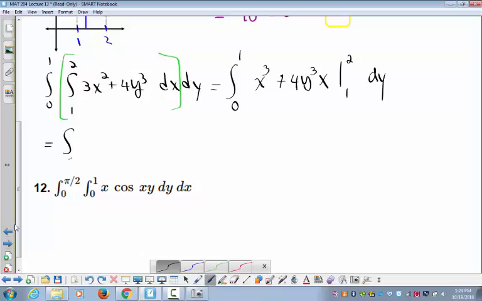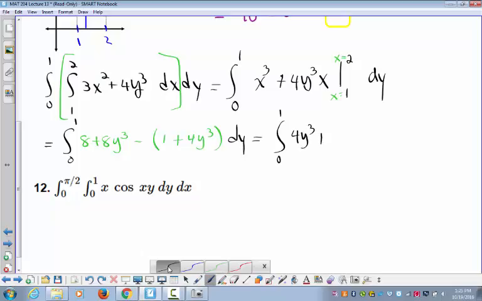So let's evaluate the inside. The outer integral is just sitting there. If you are finding yourself not plugging the constants into the right letter, put the letter there just to emphasize. So plugging the 2 in, we get 8 plus 8y cubed. Now we plug in x equals 1, and we have to subtract off what we get when we plug in x equals 1. So that'll be 1 plus 4y cubed, and then that's all dy on the outside. All right, so let's just combine our like terms before we integrate. So we're going to get 4y cubed plus 7.